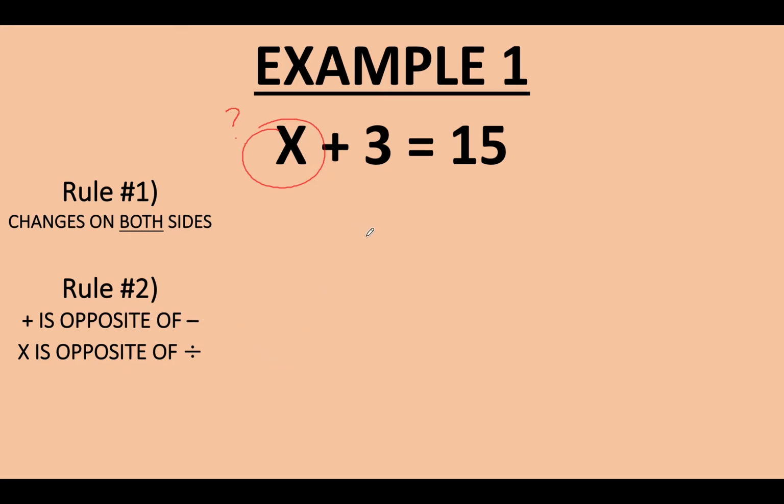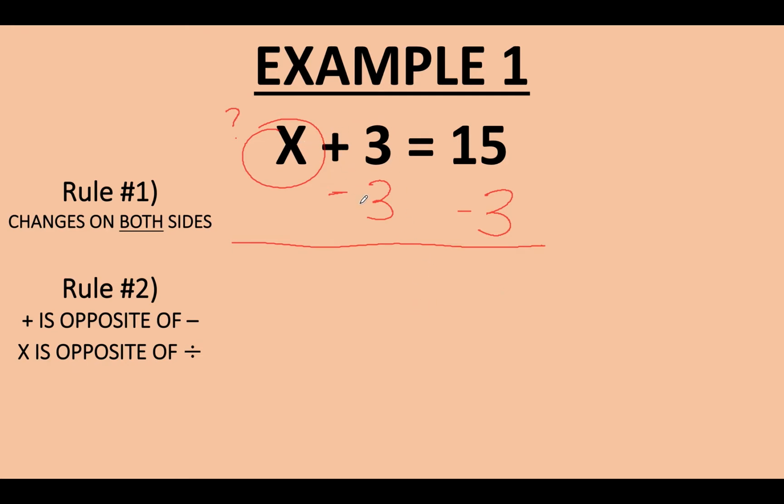So if we want to get rid of this plus 3, all we have to do is on the left side subtract by 3, because subtraction is the opposite of addition. And remember, rule number 1, you have to make changes on both sides. So if I'm going to subtract 3 on the left side, I have to do the exact same thing on the right side. And from here, we simply solve.